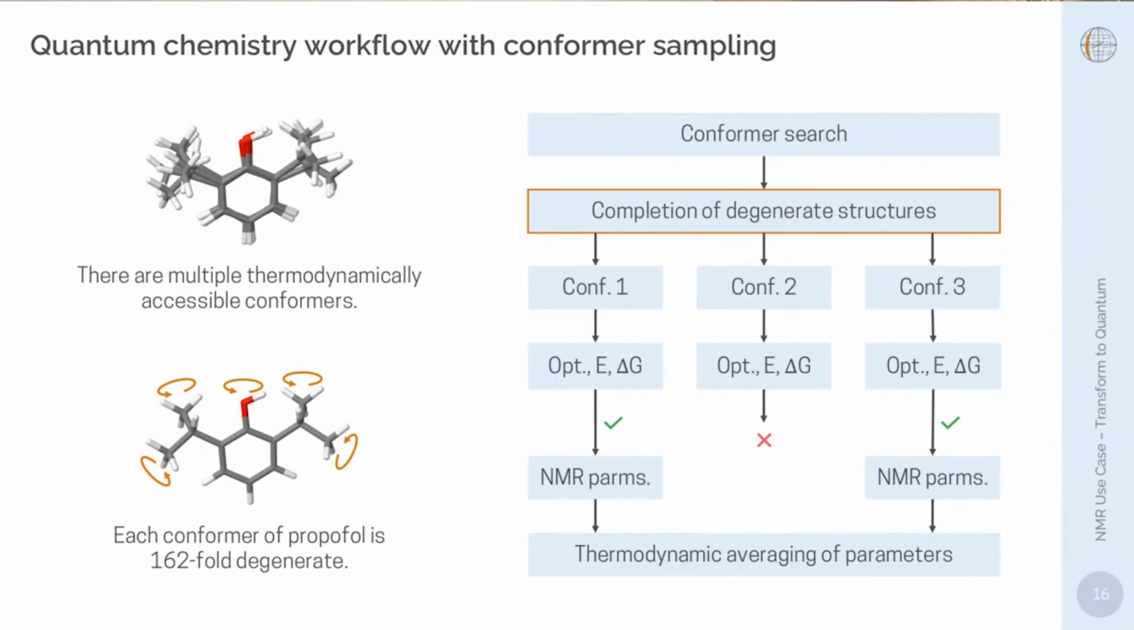And an important component of our approach is actually the completion of degenerate structures, because you have different conformations. For a simple molecule like propofol, you may not expect it, but each conformer is actually 162-fold degenerate. And this is something that the state-of-the-art standard conformer generators don't get. This is a very important component in our approach, and one for which we have submitted patent applications, and you will see why.